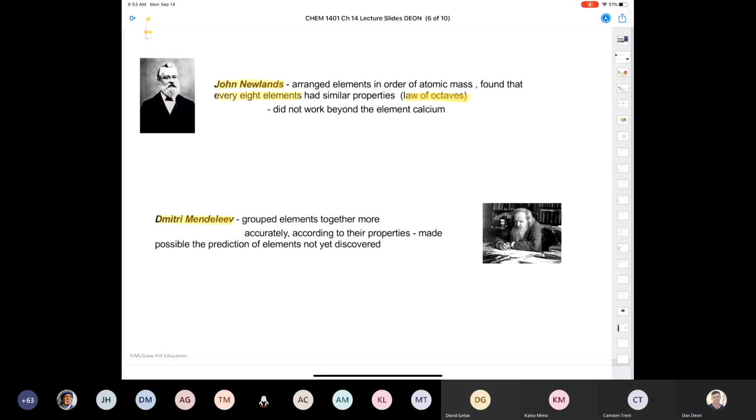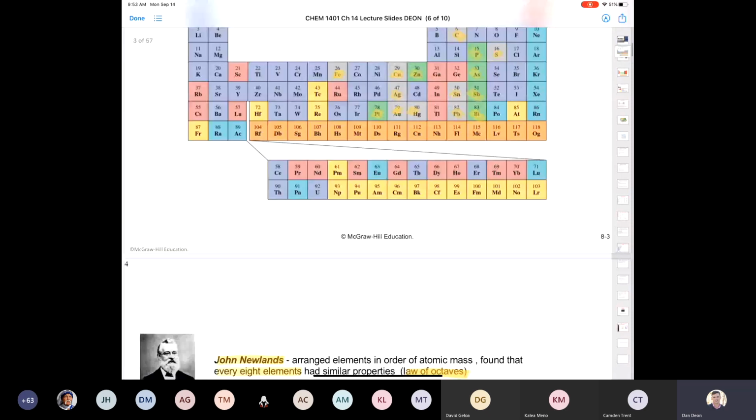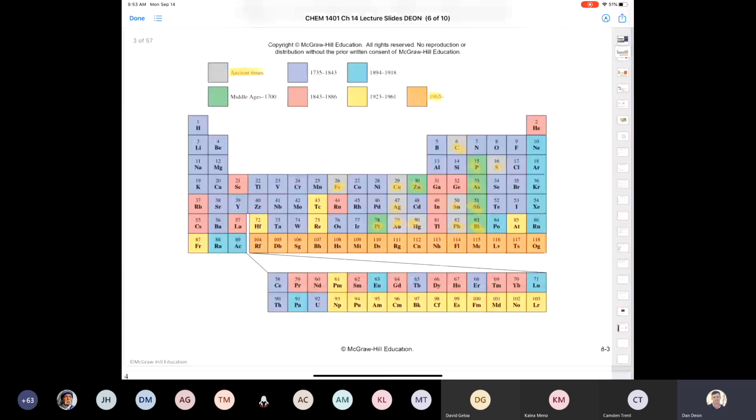Now, the first periodic table that Mendeleev published didn't look exactly like this one here. It's kind of like it was turned 90 degrees and then flipped over like a pancake. So it was a little bit different.